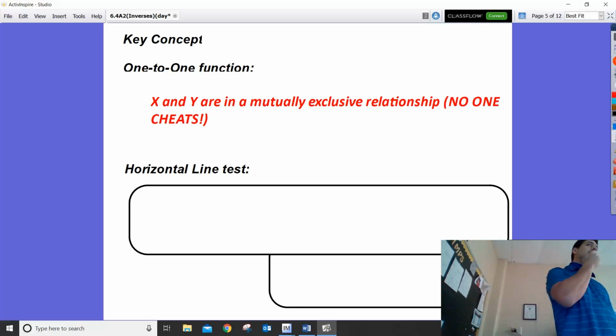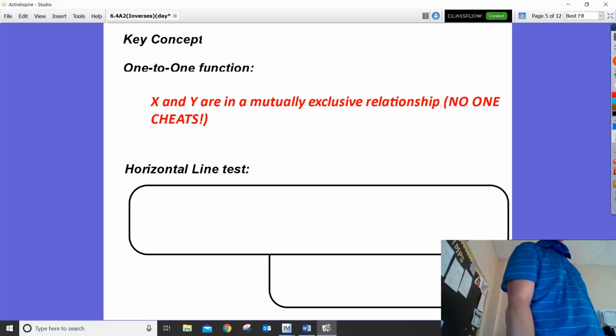And then we also have something else we've talked about in Algebra 1. It's called the horizontal line test. I think, Sam, you mentioned the vertical line test yesterday.